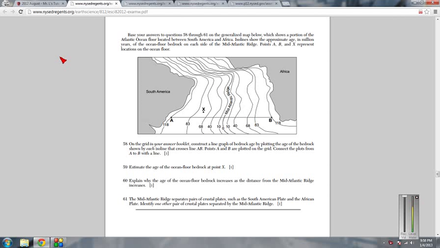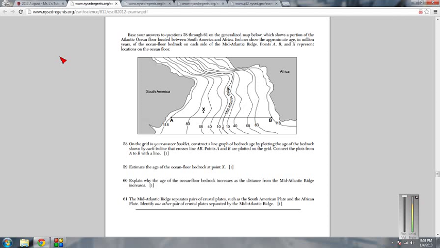Base your answers to questions 58 through 61 on the generalized map below, which shows a portion of the Atlantic Ocean floor located between South America and Africa. Isolines show the approximate age in millions of years of the ocean floor bedrock on each side of the mid-Atlantic ridge. Points A, B, and X represent locations on the ocean floor. Question number 59. Estimate the age of the ocean floor bedrock at point X.